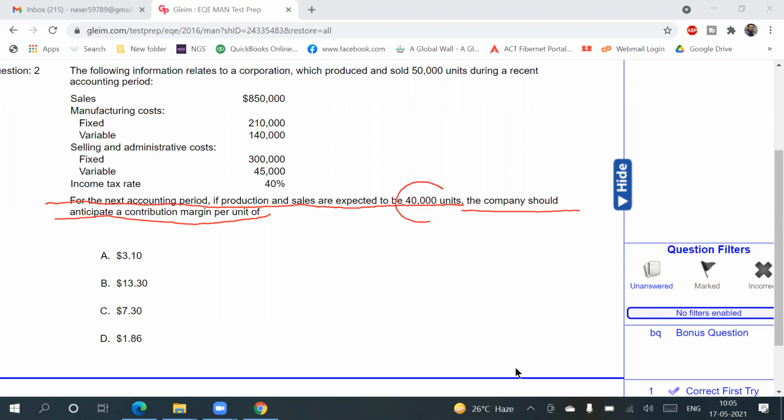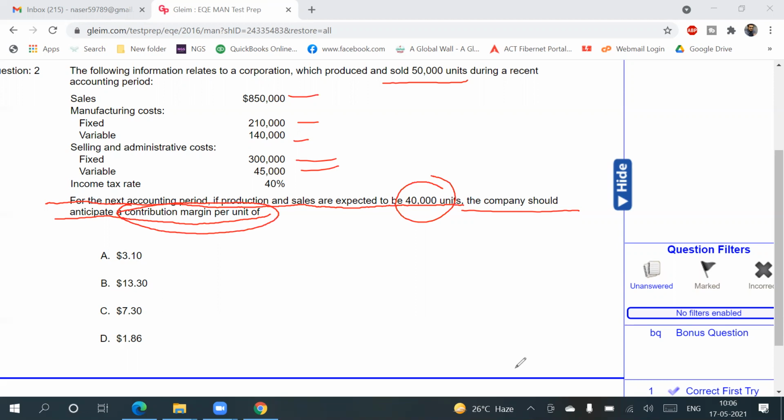this 40,000 units is one thing. Let us see if it is there in the consideration of the question. The following information relates to a corporation which produced and sold 50,000 units during a recent accounting period. The sales is 8,50,000, fixed manufacturing cost is 2,10,000, variable manufacturing cost 1,40,000, and then selling and administrative, you have fixed 3 lakh and variable 45,000. Income tax is not to be considered. We have to find out contribution margin per unit.